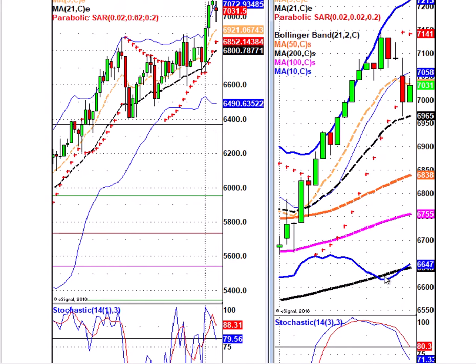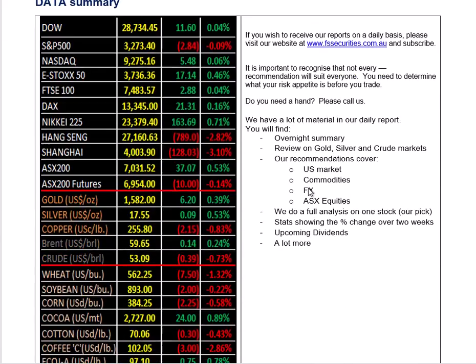So don't get confused with a green candle. Remember that the indicators will help you to determine the overall trend of the market. And again, in our education program, we teach you how to look at those indicators and determine the trend.